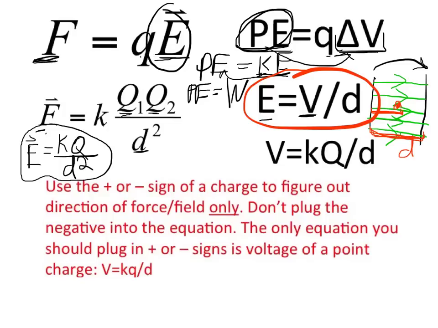Finally, if you're given a point charge and asked to find the potential a certain distance away from the point charge, it's V equals KQ over D.